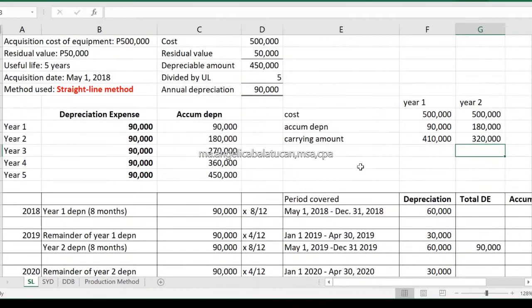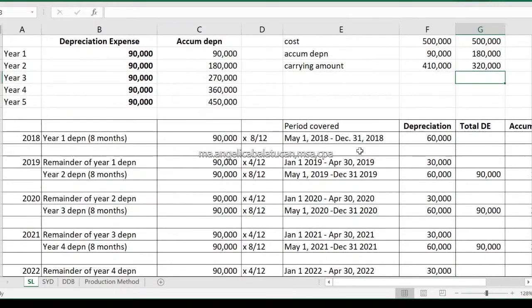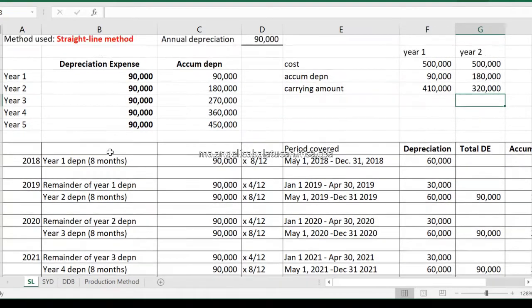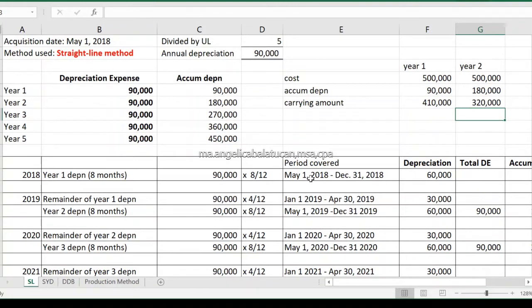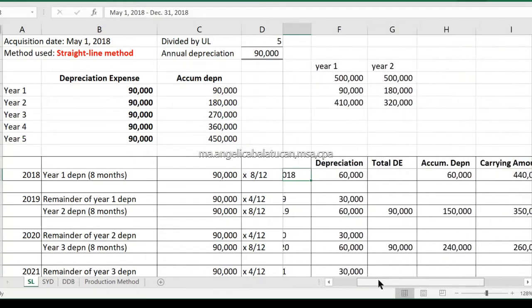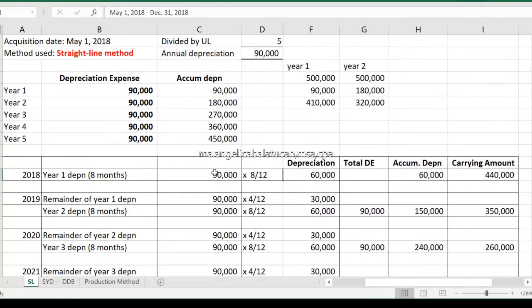Now to get the depreciation for 2018, we have only 8 months because it was bought on May 1, 2018. So you're going to get the fractional depreciation. That is equivalent to 90,000 times 8 over 12 equals 60,000 pesos. So accumulated depreciation is 60,000 pesos as well. The carrying amount is 440,000.